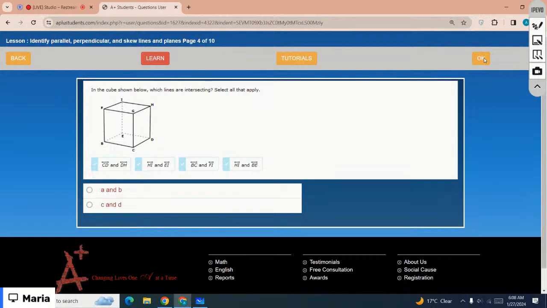Which is the correct option? Intersecting lines have a common vertex. Very good. A and B are the intersecting lines. They have the common vertex D.